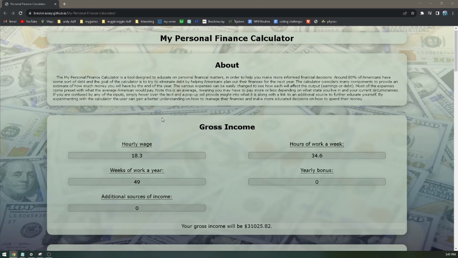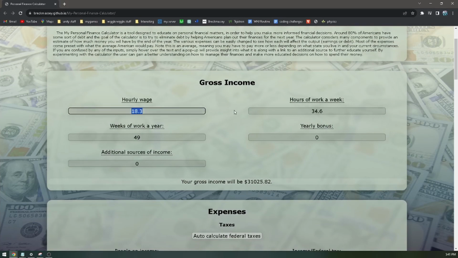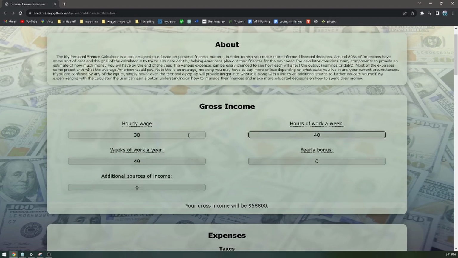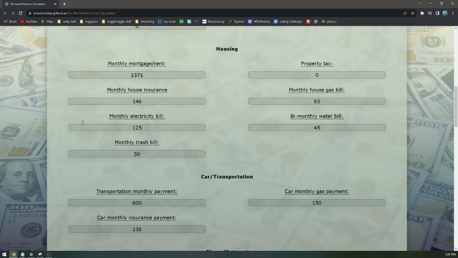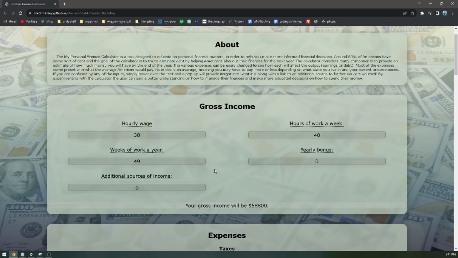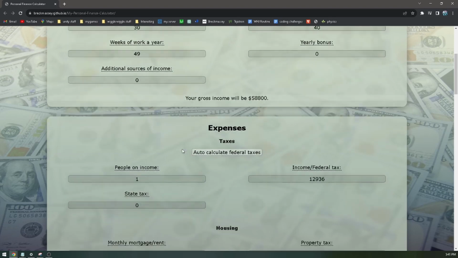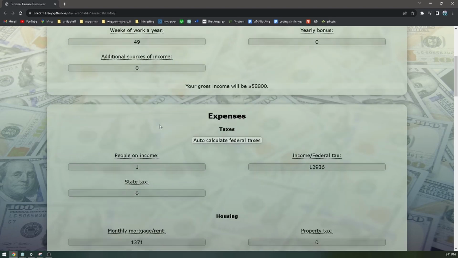So as you can see, it starts off where you can put some inputs in to figure out how much money you'll make by the end of the year, and you can change these all. Most of the inputs come preloaded with what the average American would be making or paying, depending on the input. For example, down here it'd be paying, and up here is what they're making, and then it'll auto calculate for you. For example, here your gross income, and then at the very bottom it'll auto calculate how much money you'll have by the end of the year, or if you will be in debt.